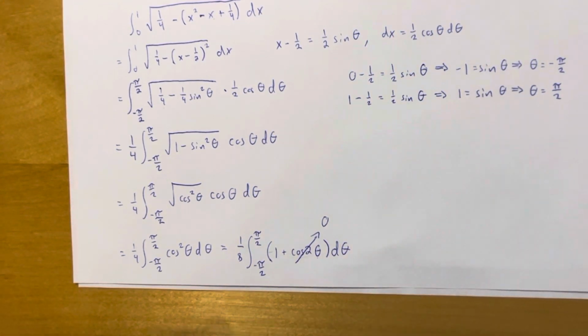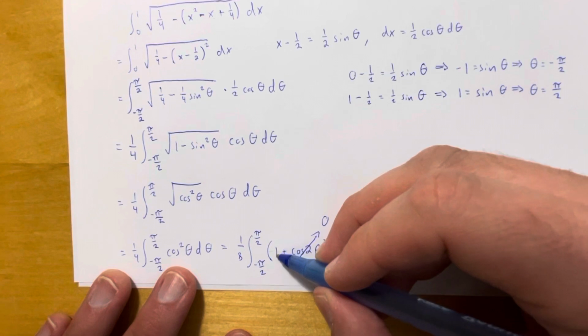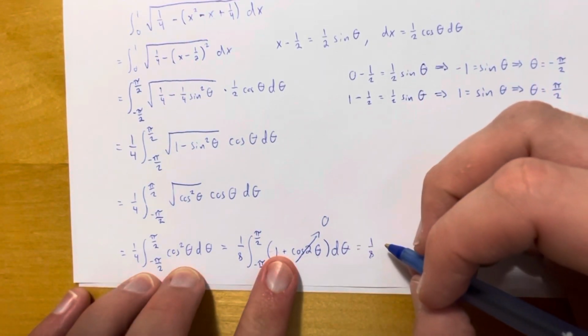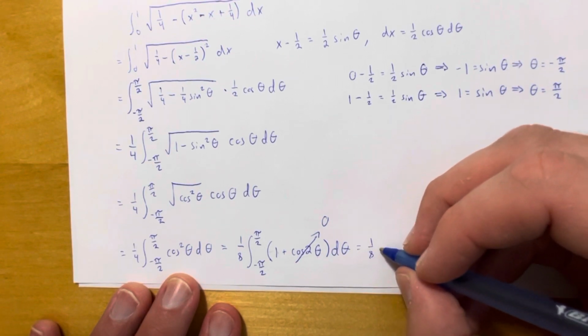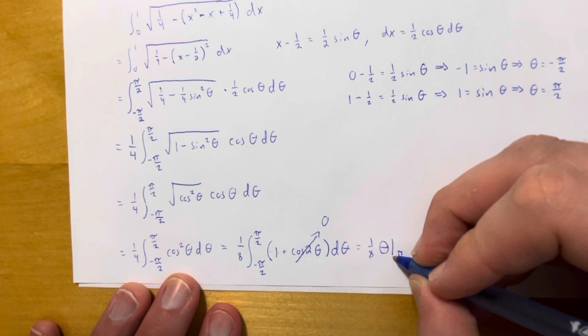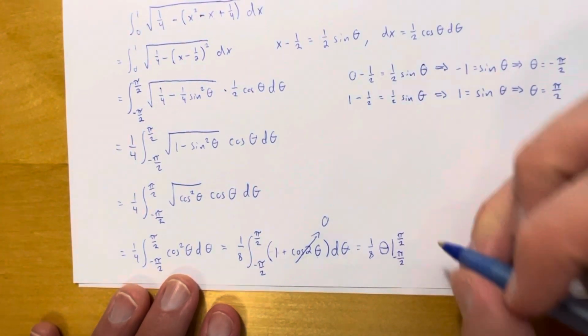Now, if you have a hard time remembering all of that, you can just integrate this directly if you want to. It's not hard to do. It just means it's going to take you more time. But really all this leaves me with now is that 1 right there. So I get 1/8. 1, when I integrate it, is just going to become theta. And that's going to go from negative pi over 2 to pi over 2.